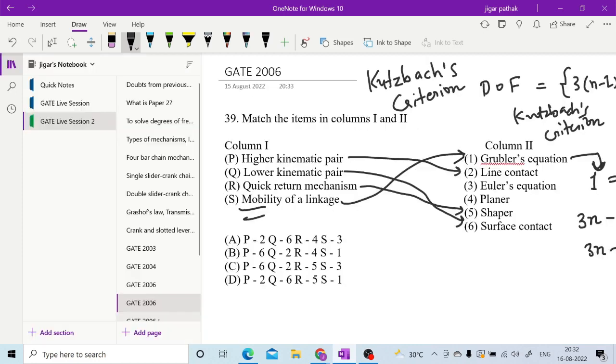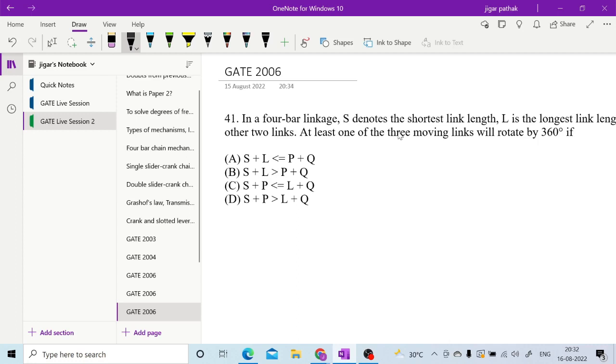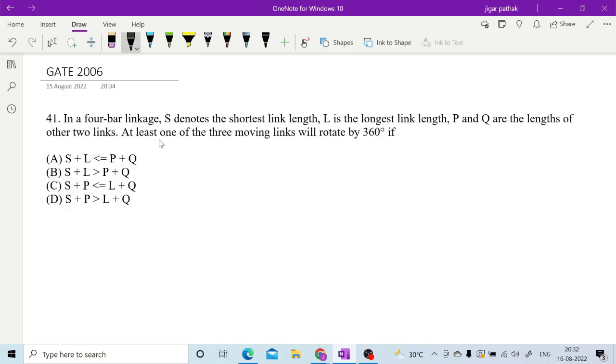The next one is this. It is also simple. In Grashoff's law, what is the condition for Grashoff's law? Can anyone tell the answer for this one? Yes, sir. Sir, S plus L less than or equal to P plus Q. So the correct answer is A, right?